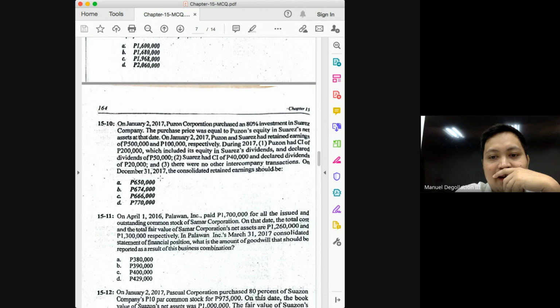The question here is, on December 31, 2017, the consolidated retained earnings should be, and the date of acquisition is January 2. So we are a full year away from the date of acquisition. What else is given? The purchase price was equal to Puzon's equity in Suarez's net assets at that date. On January 2, 2017, Puzon and Suarez had retained earnings of 500 and 100, respectively.